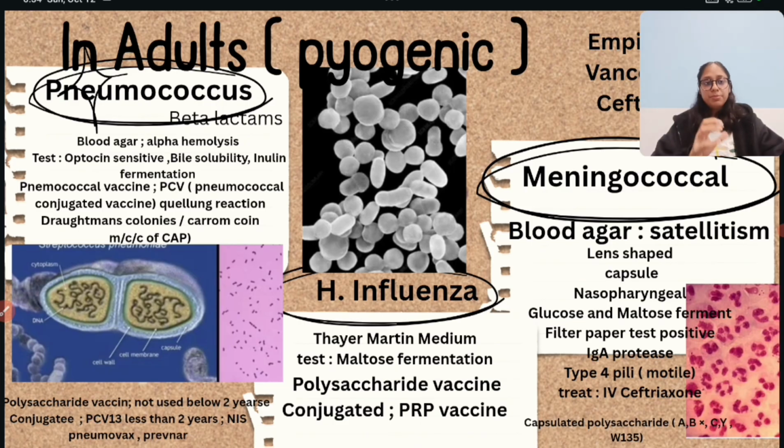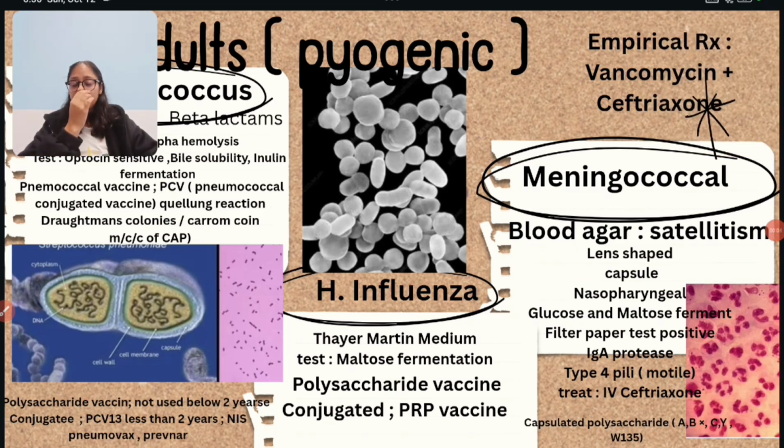Now, whenever you study community medicine, in the vaccines part, you will see that there are certain types of vaccines on the basis of how they are made. Polysaccharide means all the polysaccharides which they use, and conjugated is the one which is a conjugation of many things. In meningococcal, that is your Neisseria meningitidis, what are the keywords you will find? The blood agar is having satellitism, and it is also going to be lens shaped. It's capsulated, the nasopharyngeal route is the one they adopt, and glucose and maltose fermentation.